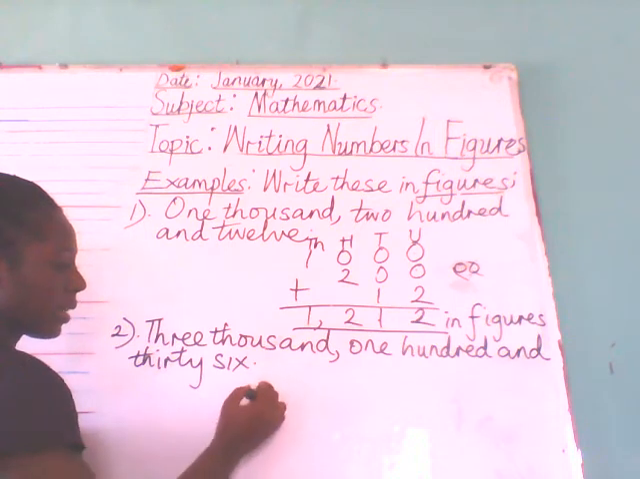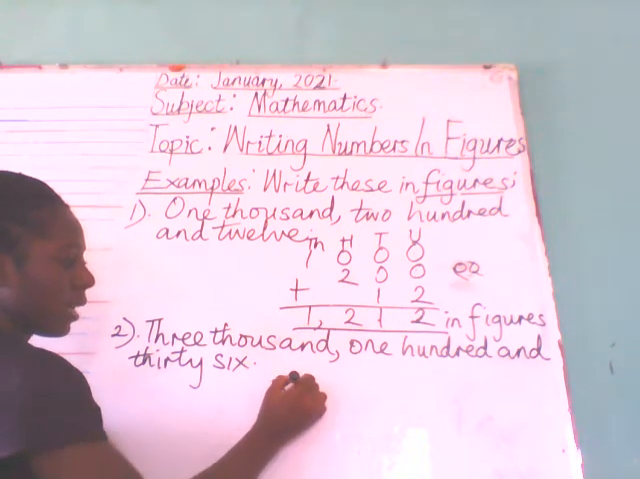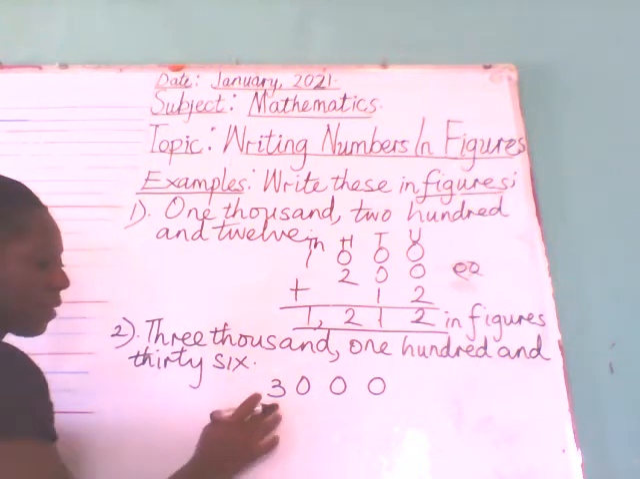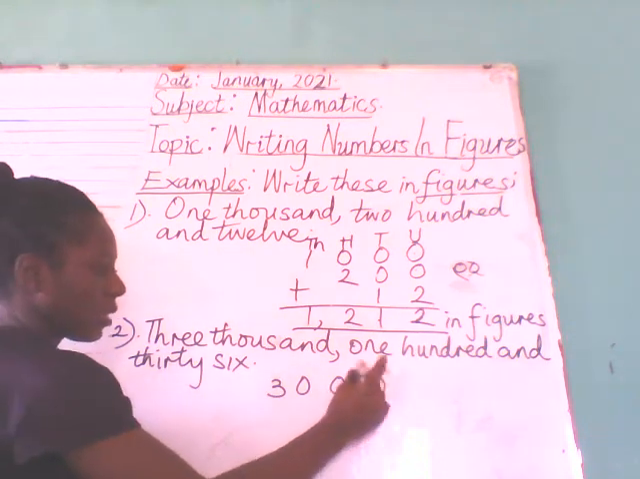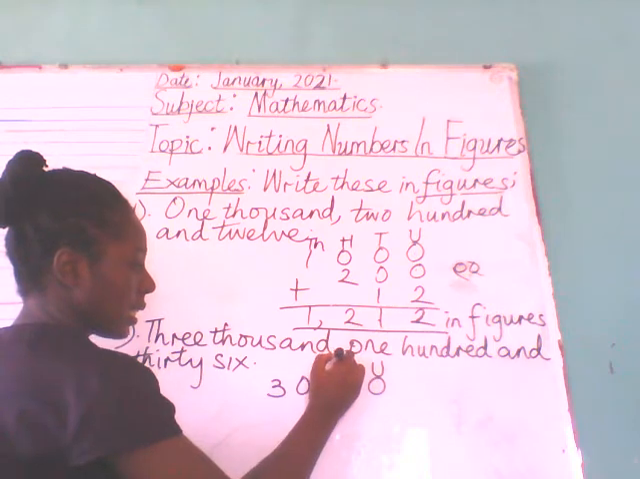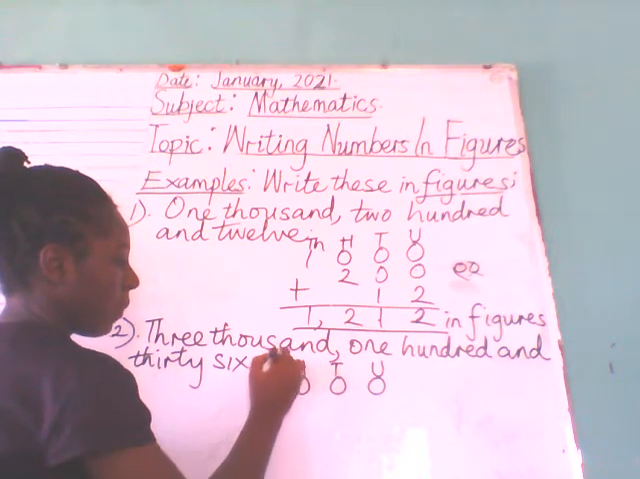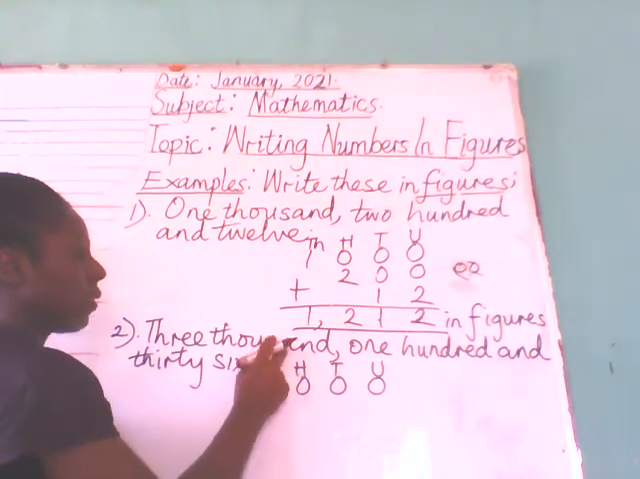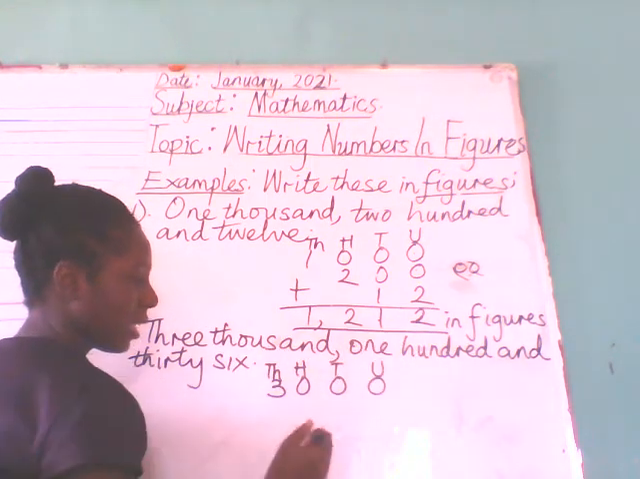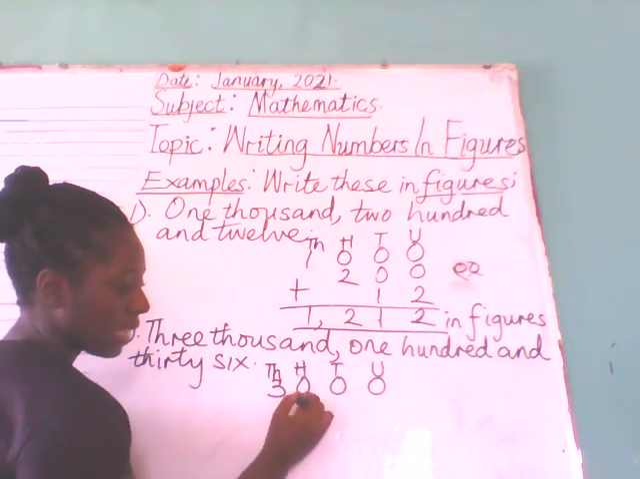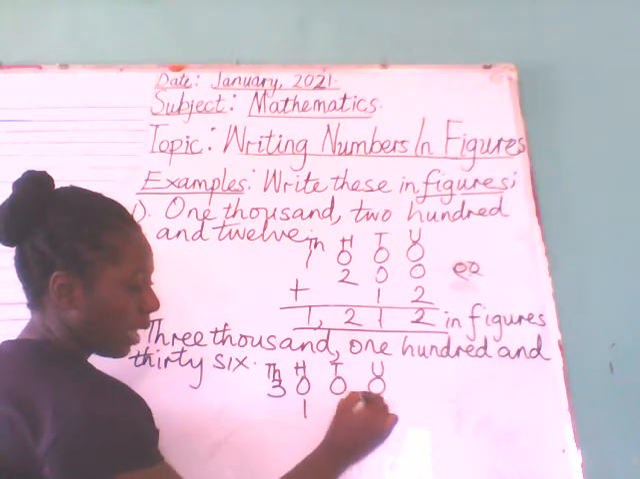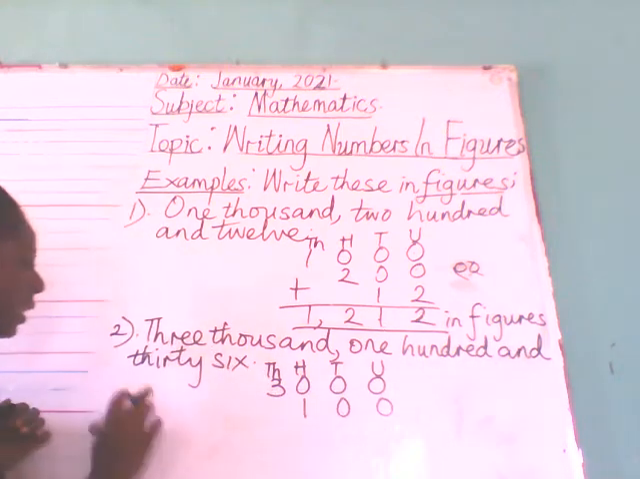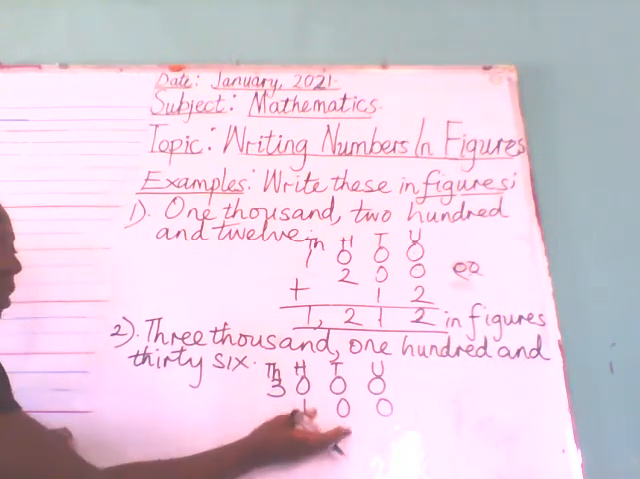3,136. How do I write my 3,000? 3, because 1,000 has 3 zeros. Then I write my units, tens, 100, and my 1,000. This is my 3,000. What's the next number? 100. I look for 100 under it and write my 100. The 36 should be on the next line.